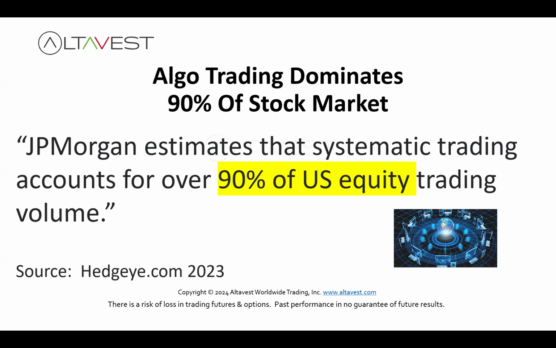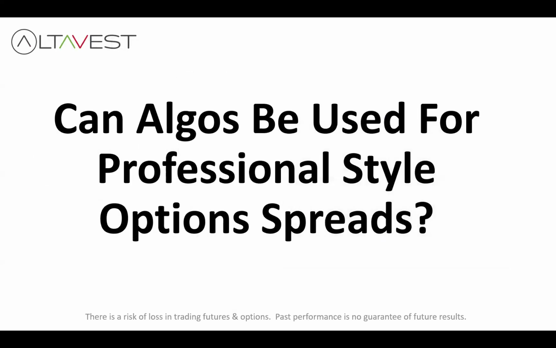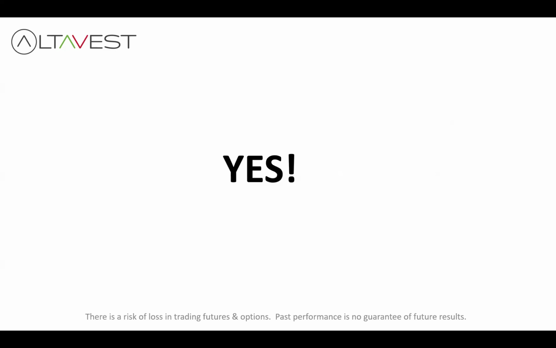It's not volume such as what we might think where there's people sitting behind a screen. So much of it is automated. So this is our competition: automation, built-in controls, no emotion. So how can we use algos to trade options in a professional style? We're going to talk about how we can do that. So the answer is yes, we can do that.